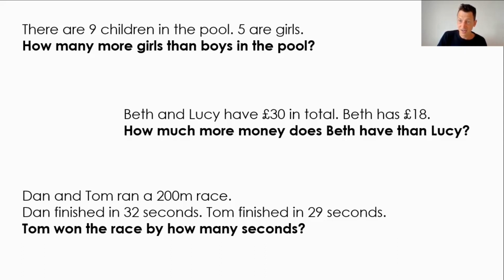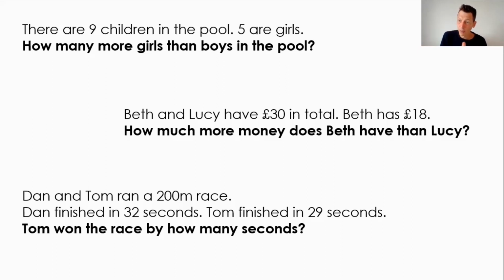So if we have a look at this first example, there are 9 children in the pool, 5 are girls. We can represent that very legitimately with one-to-one items, with one item representing one child. When we start to move between the different contexts, though, for money, that is less applicable and much less applicable for time, if that made any sense.